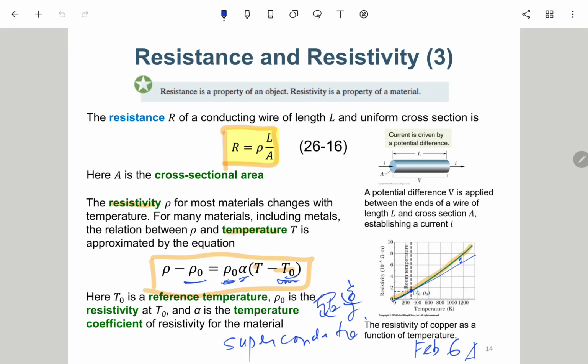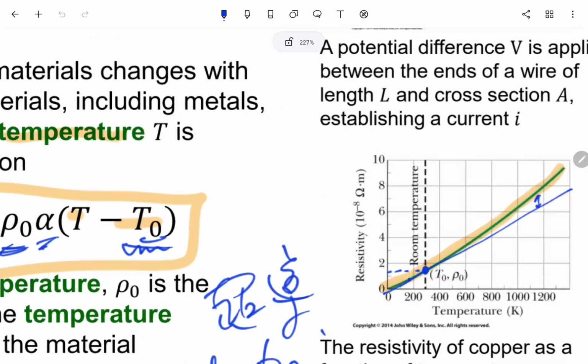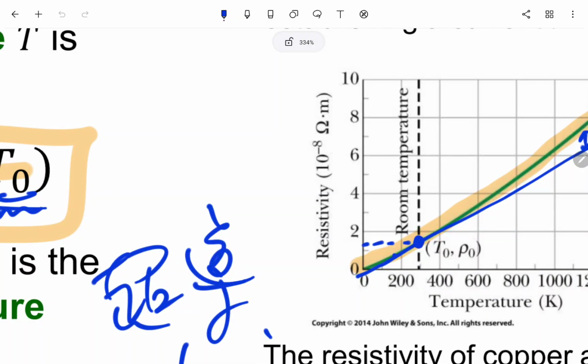By using PV = nRT, they can achieve very low temperature, like 1 Kelvin or sub 1 Kelvin. So they are able to achieve this kind of superconductor. When the temperature is sufficiently low, the material suddenly has no resistance and becomes a perfect conductor, so there will be some discontinuity near the very low temperature.